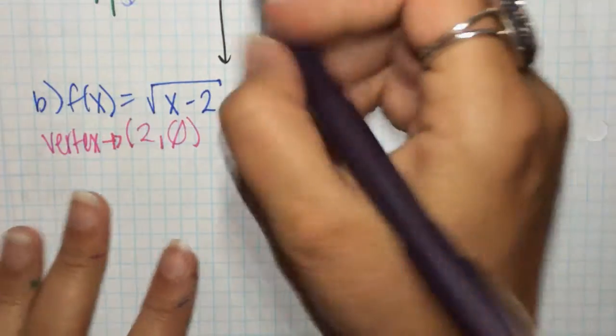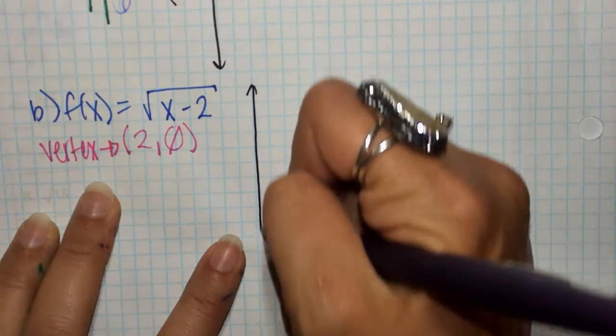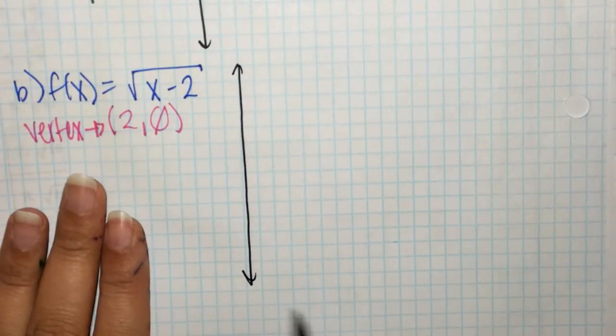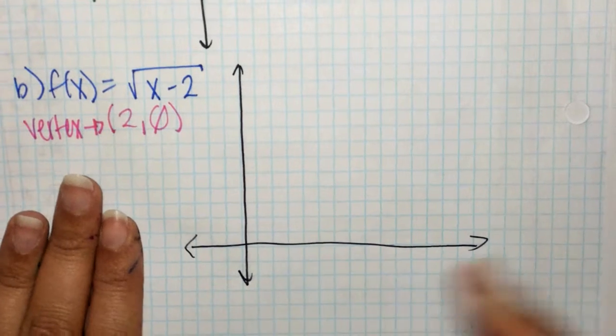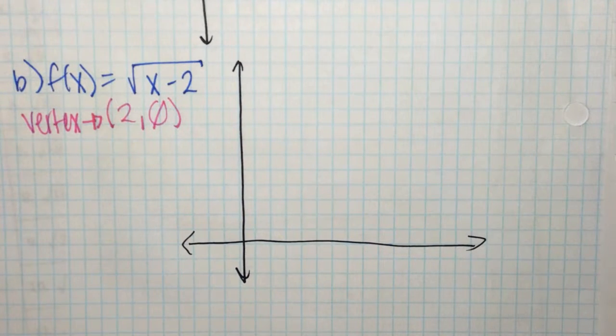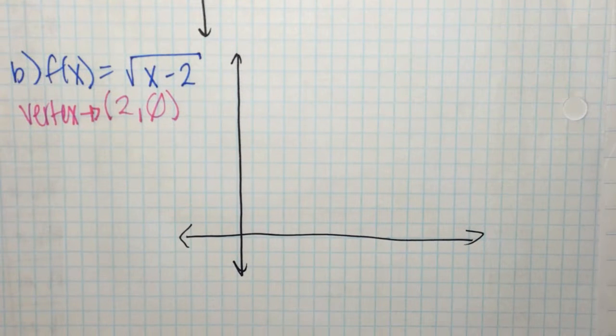All right, let's draw our graph. We're going to do the table in a minute, but what I want us to do first is the vertex form. Are we ready?